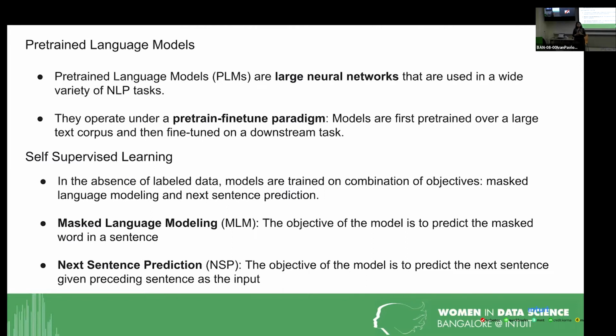which is where we have a huge corpus of data and we use that as an input and output in such a way that there is no need of an additional labeling effort. So for example, a task like masked language model.